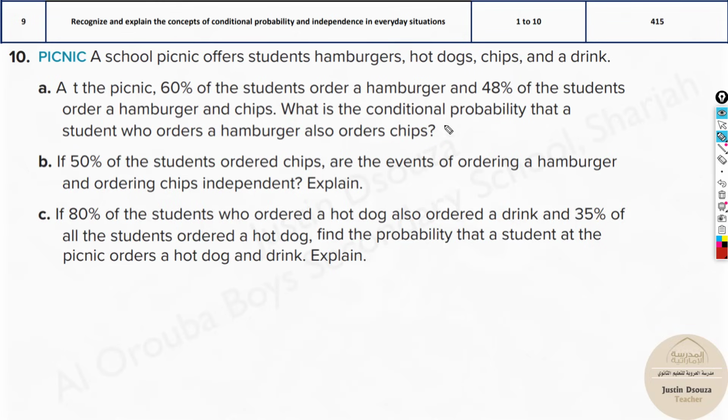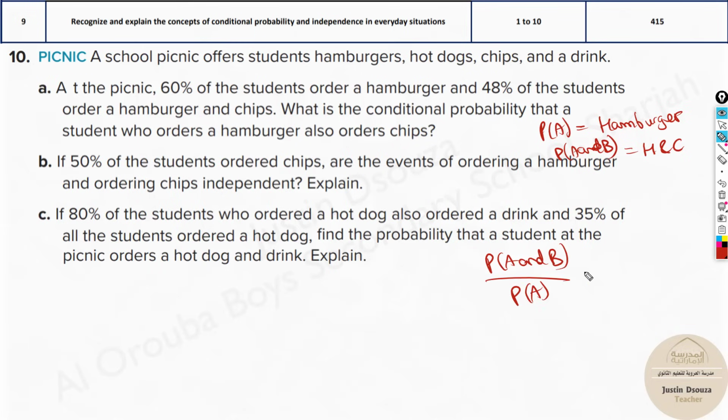So here the condition, that is probability of A, is hamburger. And what is A and B? A and B is hamburger, I'll just write H, and chips, C. These are the two things. Now we know the formula is probability of A and B divided by probability of A.